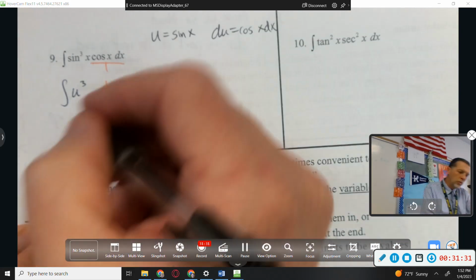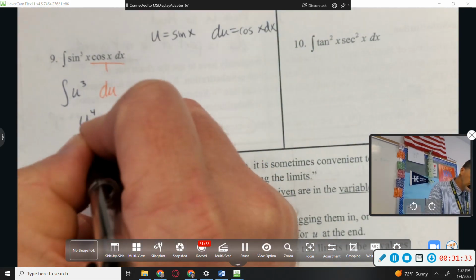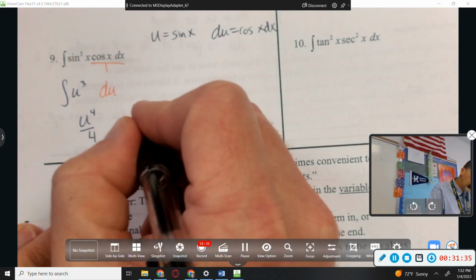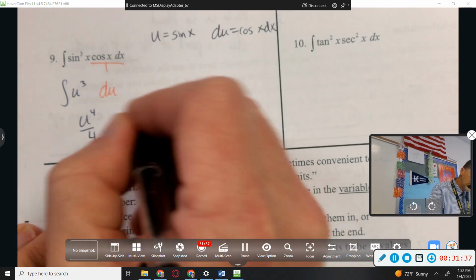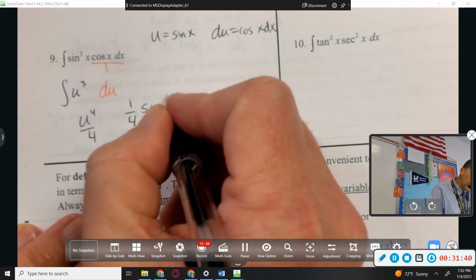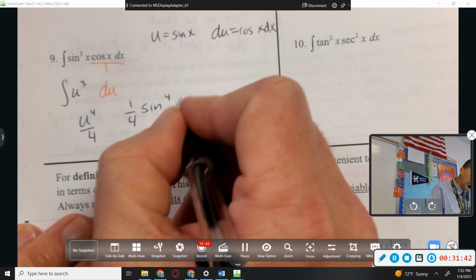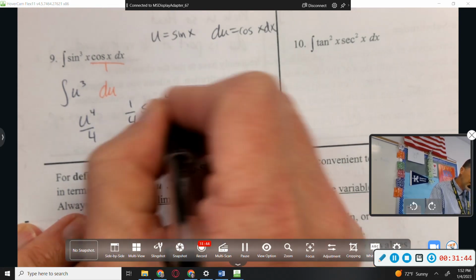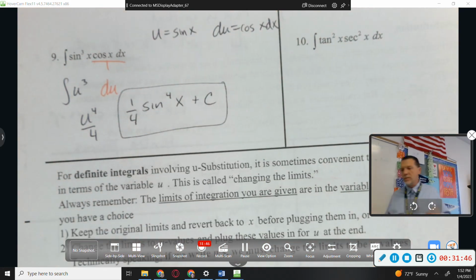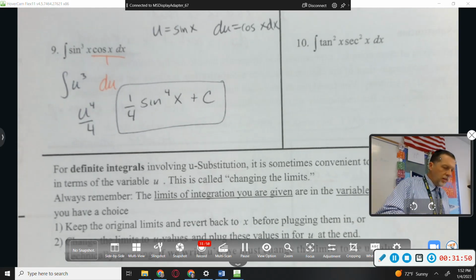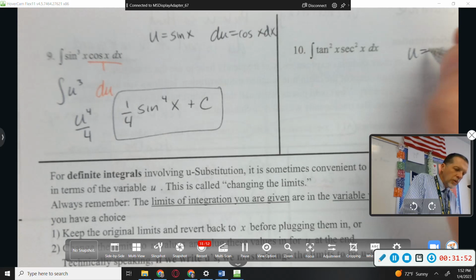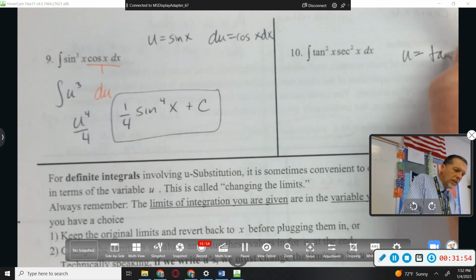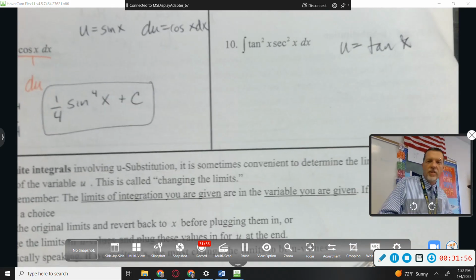Antiderivative of u cubed is u to the 4th over 4. U was sine, so I'll put the 1/4 out front. 1/4 sine to the 4th of x plus c. And I finally relented and did the plus c at the very end there. 10 is pretty similar. Derivative of tangent is secant squared. So I let u be tangent of x and kind of go from there.